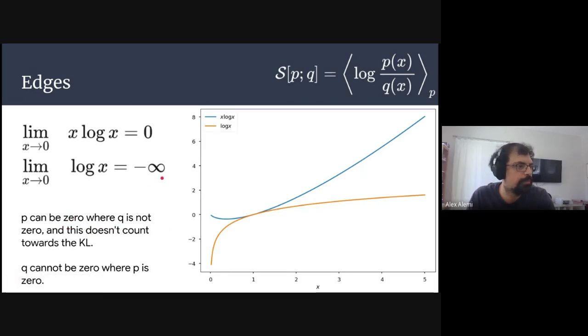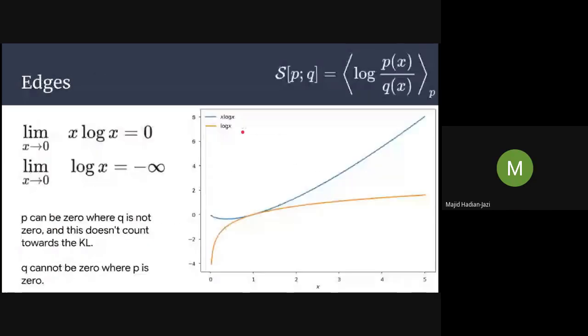I don't think that was a good description. I think there's a typo on this slide, right? Last sentence, Q cannot be 0 where P is not 0, right? Yes, thank you. Thank you.